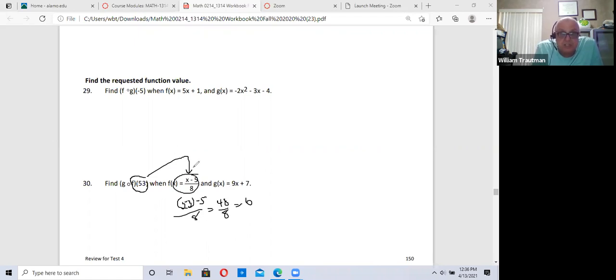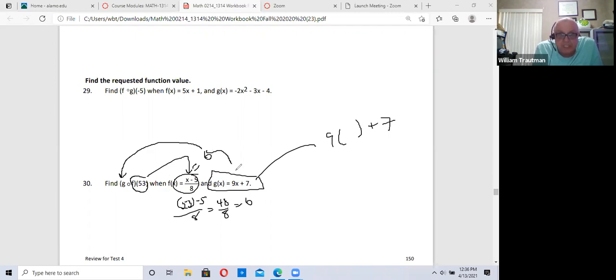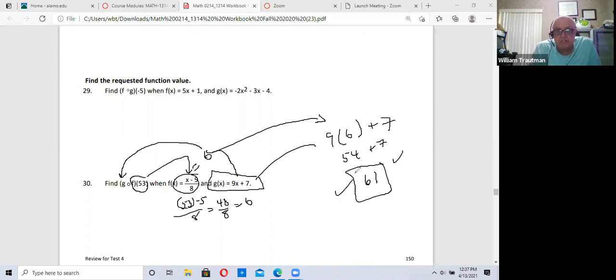You take this 6 now and you put it into the left, the g function. 9 times x plus 7. Well, we're putting 6 into the g function now, because that's the answer we got from the right, the f. 9 times 6 is 54, plus 7 is 61. And this is our final answer.